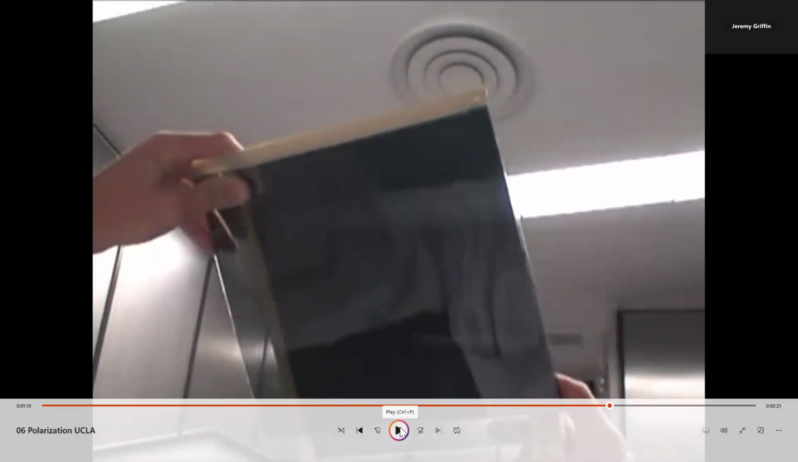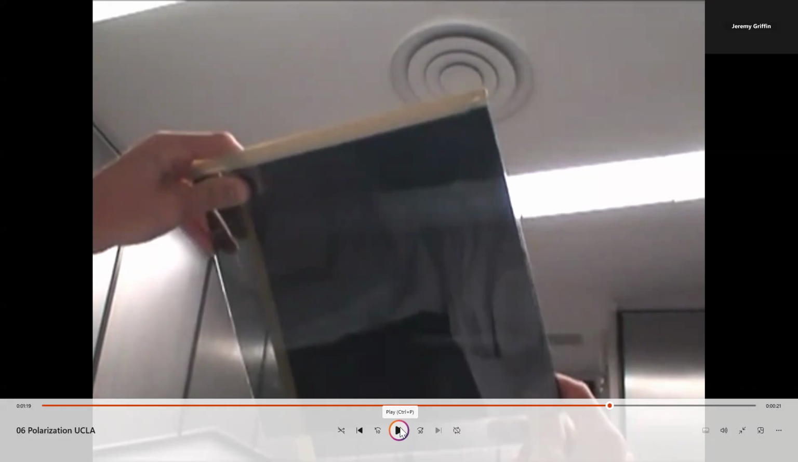Do you see that right there? Just by turning it 90 degrees, you can cut the light out or let it through. I think I have some polarizing filters I have to dig out. But if you have some polarizing glasses and your friend has some polarizing sunglasses, you could do this exact same thing. Right?